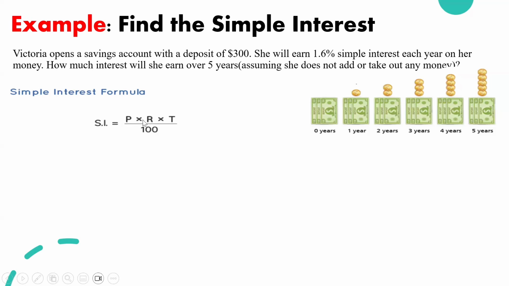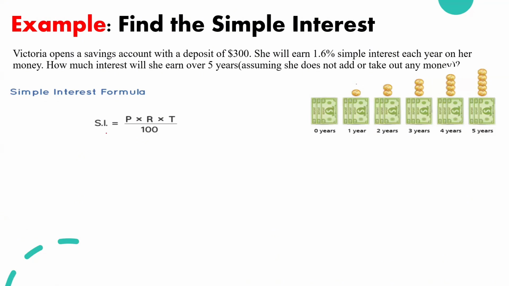SI equals P times R times T divided by 100. I said that SI means simple interest, P represents principal, R represents the rate, which is the percent, and T represents time, which is the number of years. T is always in years. So even if you are given months, you need to convert that to years. Principal is the money invested. So we need to know how to identify these in the problem to put them into our formula. But always write down your information, write down what you are given in the problem so that you can see clearly what you are finding.